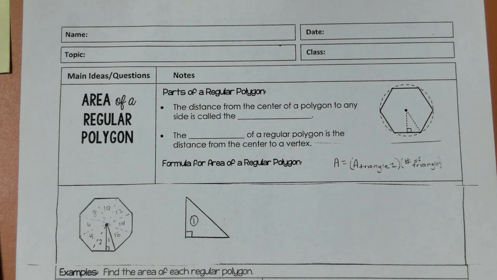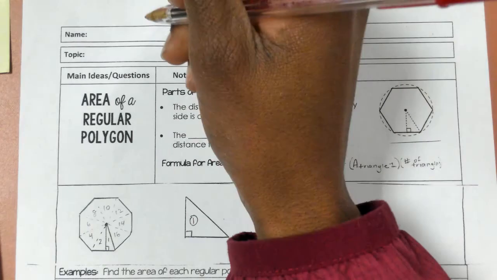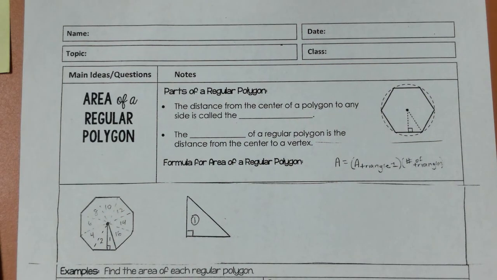Okay, so today's video is on the area of regular polygons. This is topic 2 of our Unit 11 surface area and volume. So a couple things to start off the notes part. We're talking about area of regular polygons.